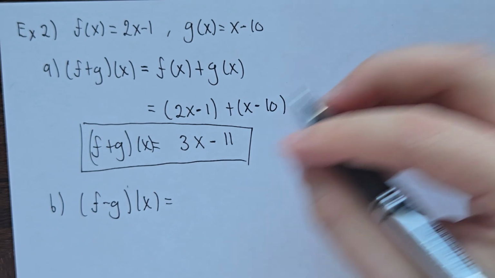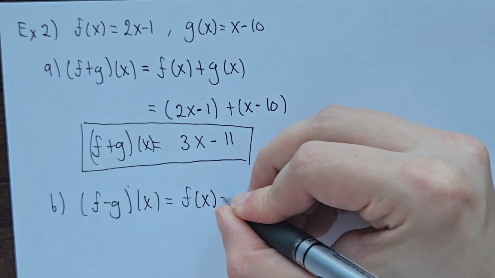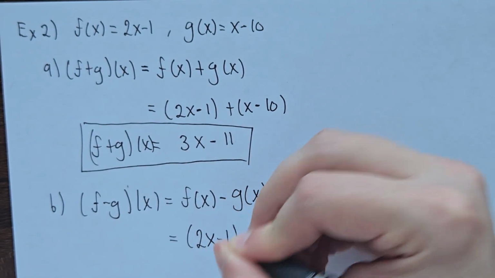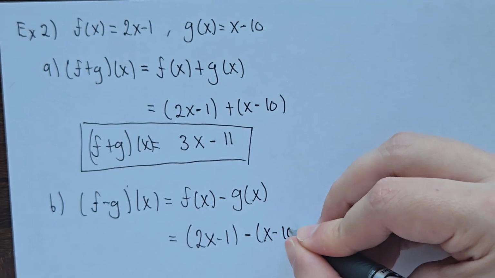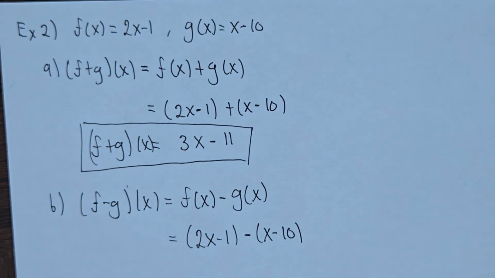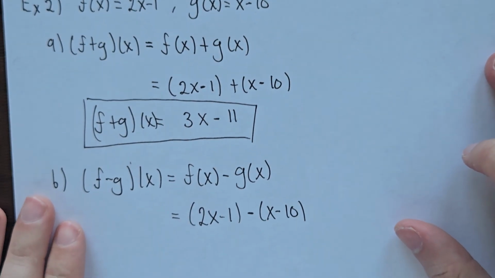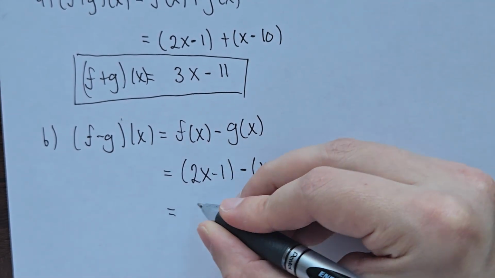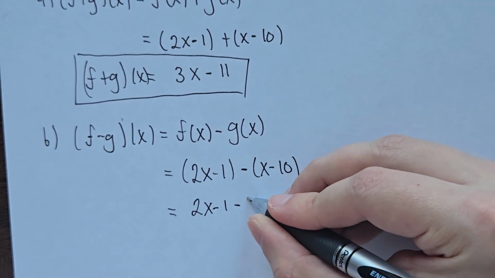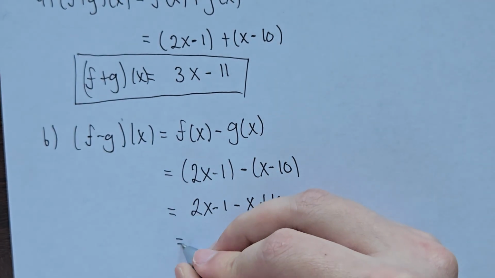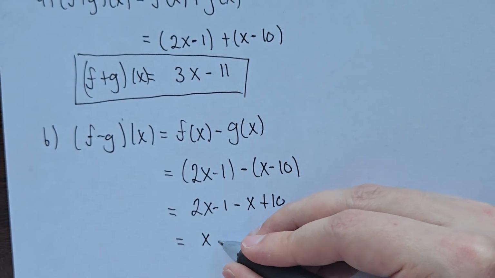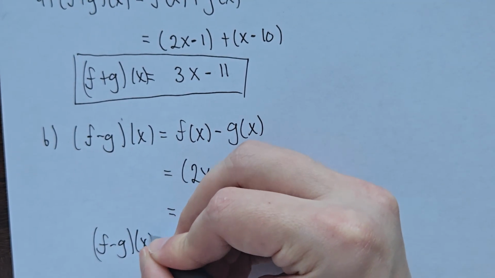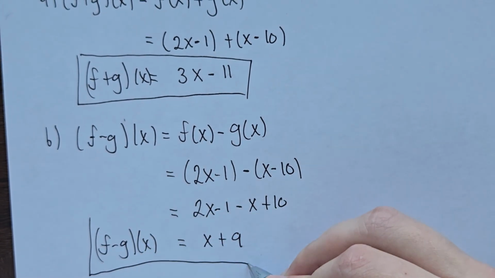Well, if I do f minus g of x, again, I would recommend thinking about it in terms of f of x minus g of x, because then I can rewrite it as 2x minus 1 minus x minus 10, right? Now, we do got to be careful right here, because we want to make sure that this negative sign gets distributed to both of the things inside that parenthetical set. So what I'll have is 2x minus 1 minus x plus 10. And then whenever I combine my like terms, it looks like what I'll be left with is just x plus 9. And then that would be it for f minus g of x.